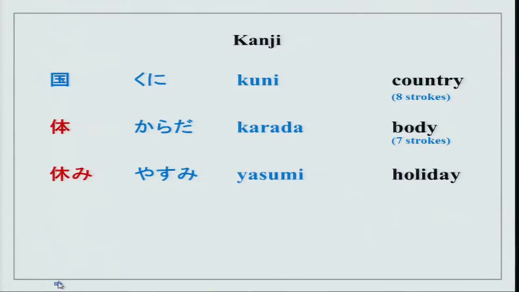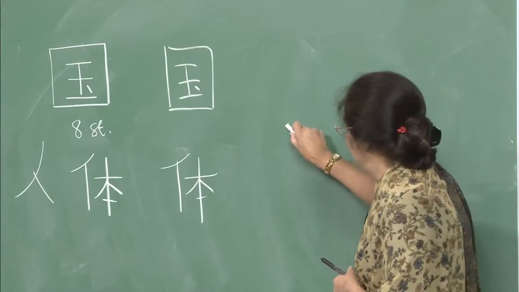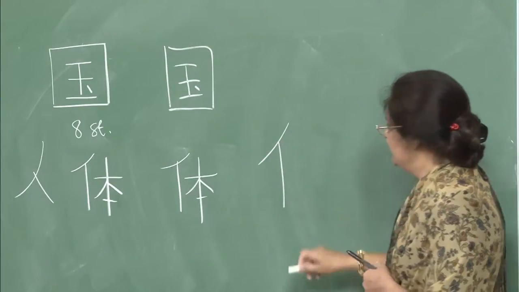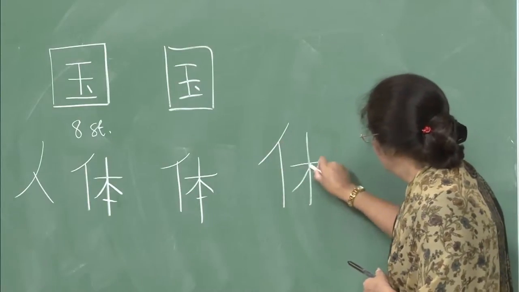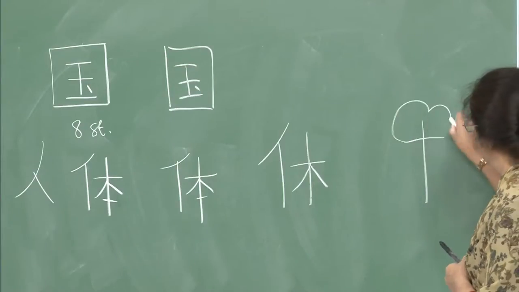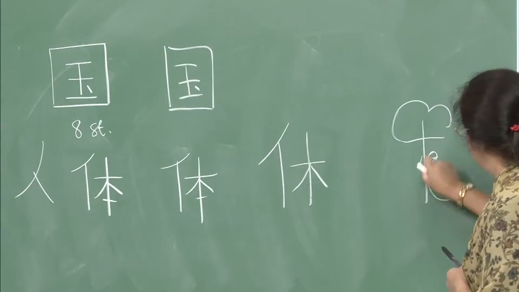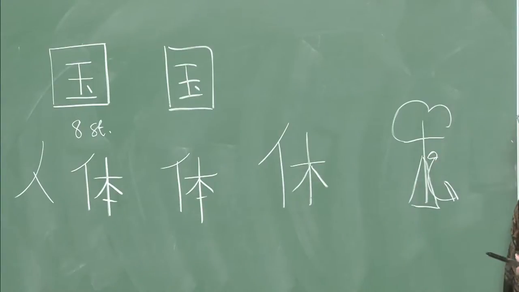Very similar. Generally we make a mistake with yasumi and karada. Well, over here hito and then just ki, a person sitting under the tree like this and relaxing. Is it okay? So that's how yasumi has come into being. It's a 6 stroke character.